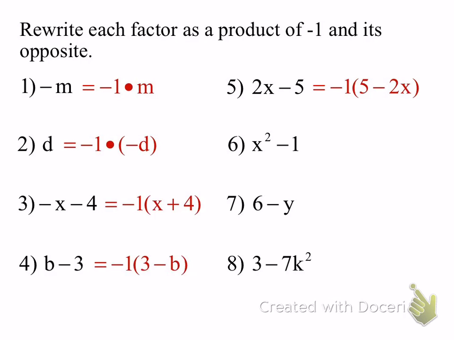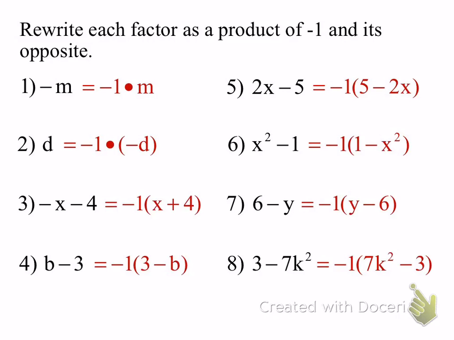Try it again. Go. Negative 1 times the quantity of 1 minus x squared. Perfect. Irene. Negative 1 times the quantity of y minus 6. Good. And the last one, Miranda. It would be negative 1 times the quantity 7k squared minus 3. Perfect. Okay, now we're going to use that.